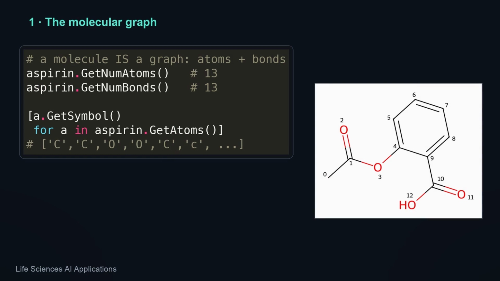First, the graph. Under the hood, RDKit stores a molecule as atoms and bonds, nodes and edges. We can walk them directly. Aspirin has 13 atoms and 13 bonds. And if we draw it with the atom indices switched on, you can see the graph itself, every atom numbered, every bond a connection. This raw structure is the ground truth everything else is computed from.